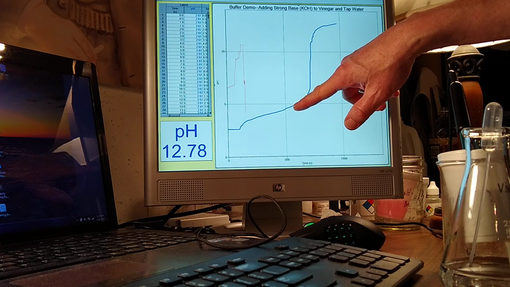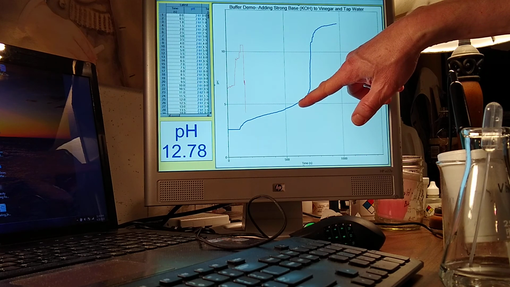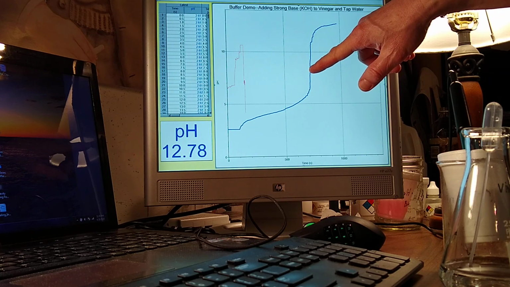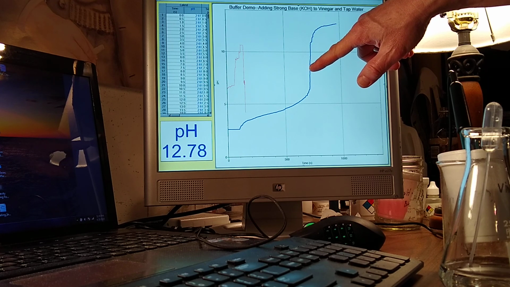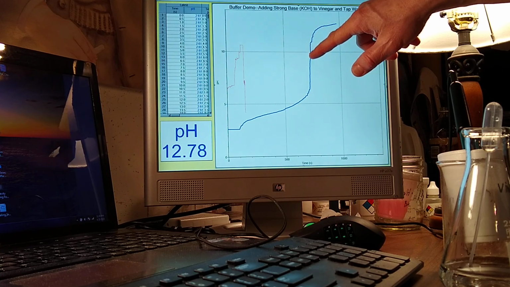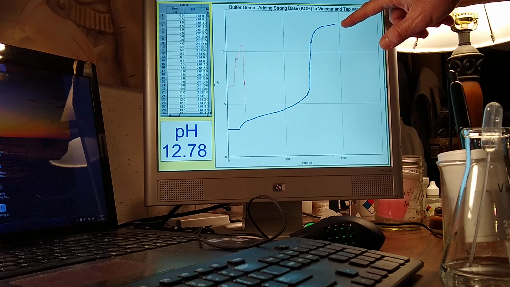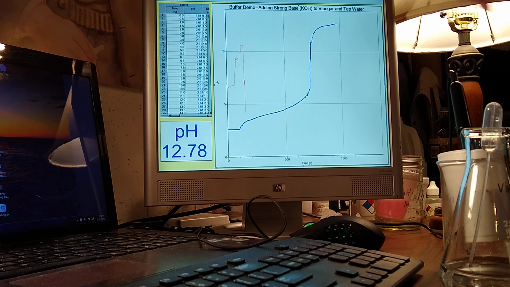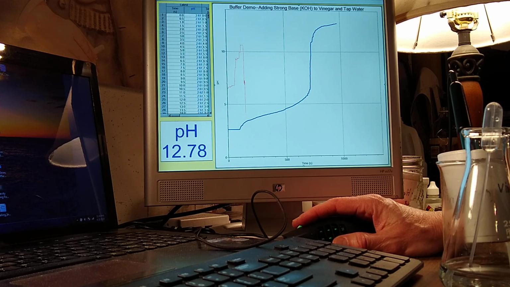But then I eventually added so much KOH that the buffer was destroyed. At this point, I've completely neutralized all the acetic acid molecules, and all I have left are acetate ions and excess hydroxide. And the excess hydroxide is what causes the pH to rise so much, because it's a strong base. All right, this will end video number 2.